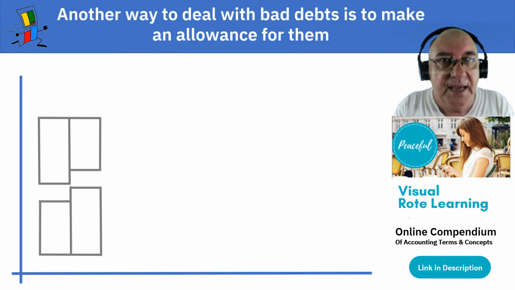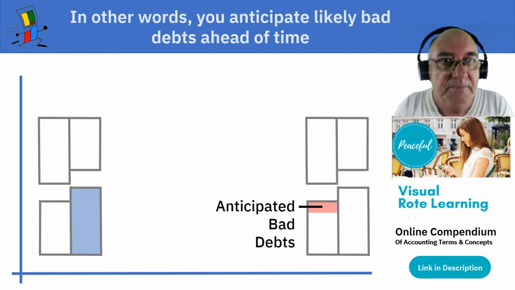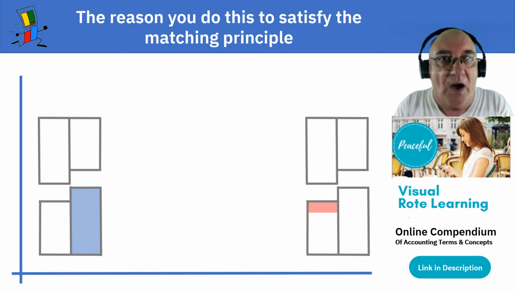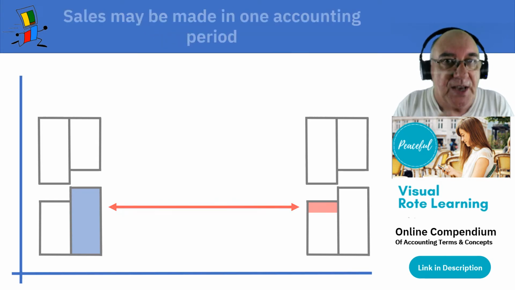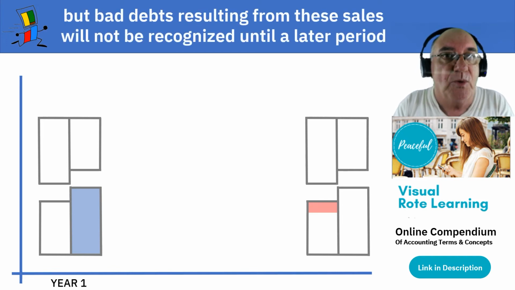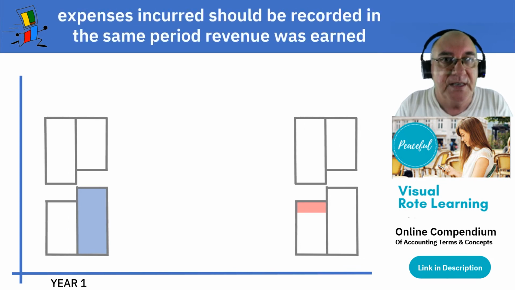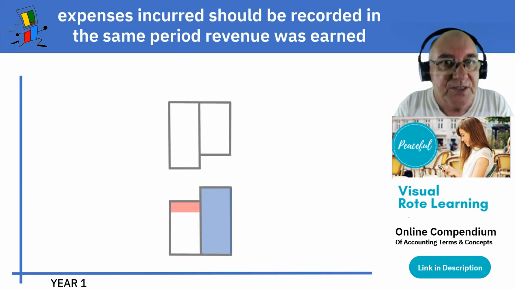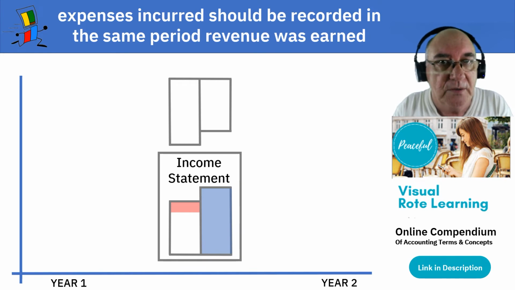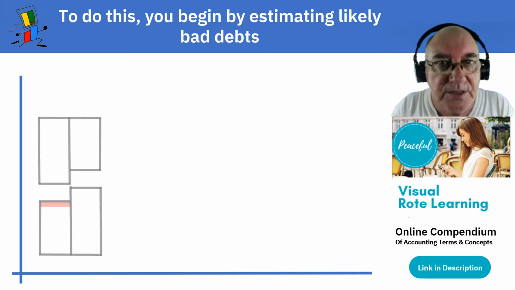Another way to deal with bad debts is to make an allowance for them when the sales are made. In other words, you anticipate likely bad debts ahead of time. The reason you do this is to satisfy the matching principle. Sales may be made in one accounting period, but bad debts resulting from these sales will not be recognised until a later period. In accordance with the matching principle, expenses incurred should be recorded in the same period revenue was earned. To do this, you begin by estimating likely bad debts.